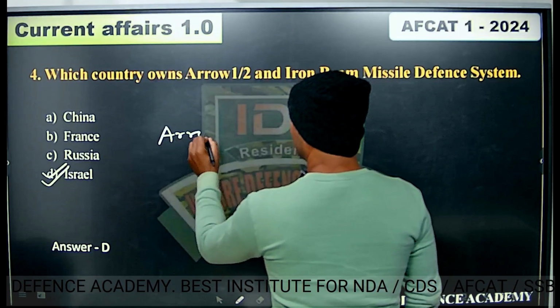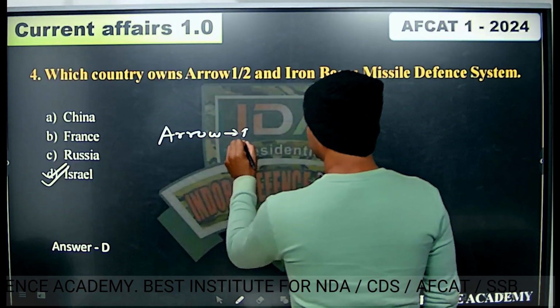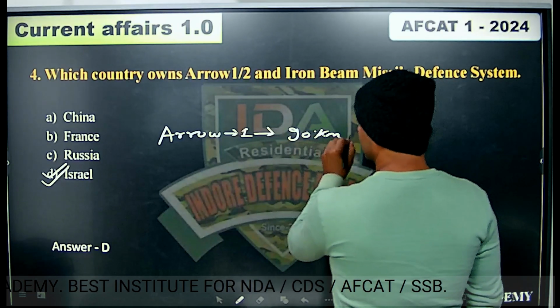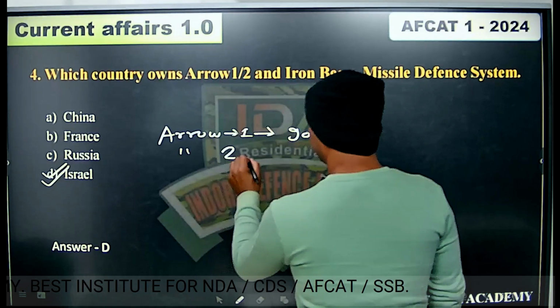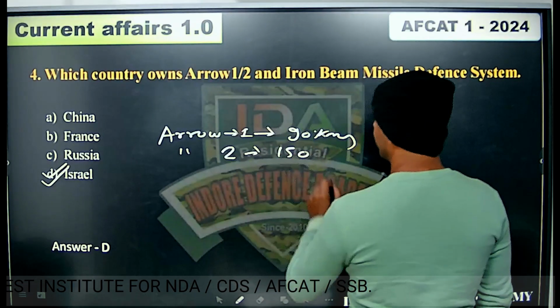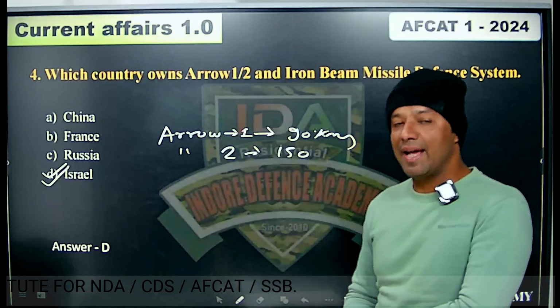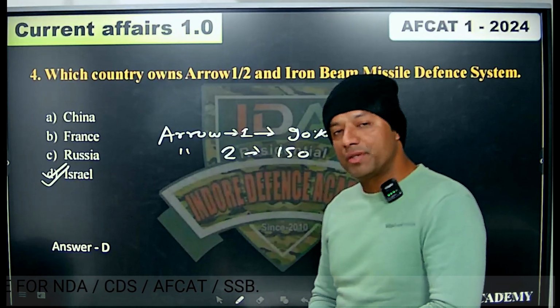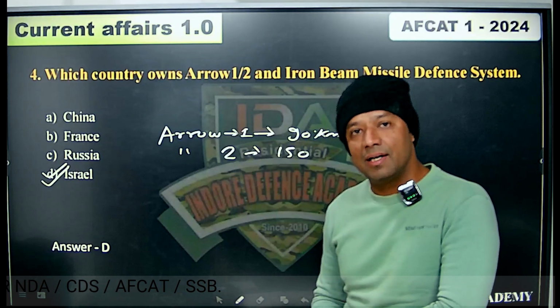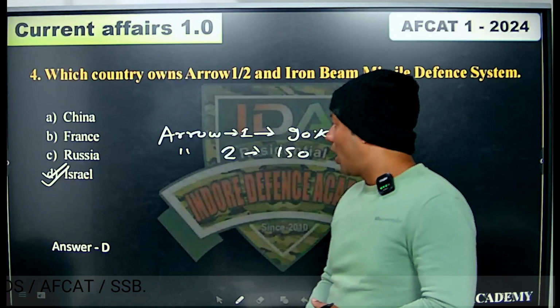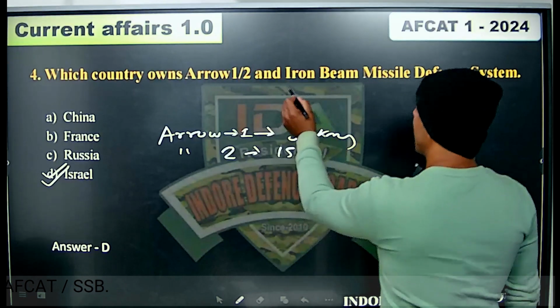Arrow 1 range is around 90 kilometers and the Arrow 2 range is 150 kilometers. So why are we studying about the Arrow? Because Israel has recently used this Arrow missile against the Hezbollah terrorist group, which is of Lebanon. Okay. Another is Iron Beam.